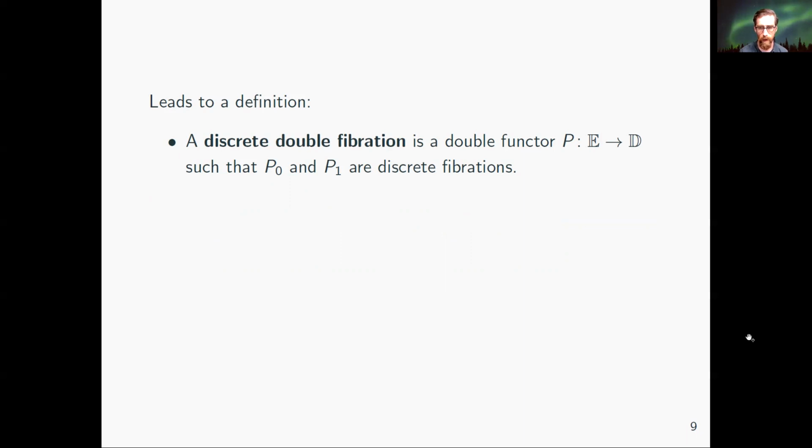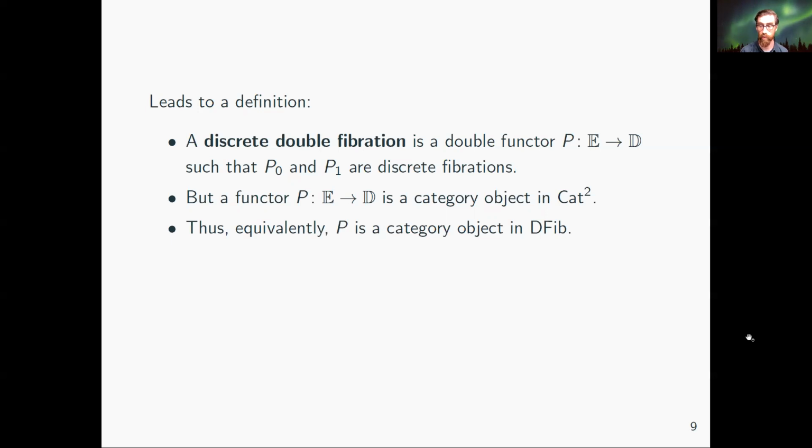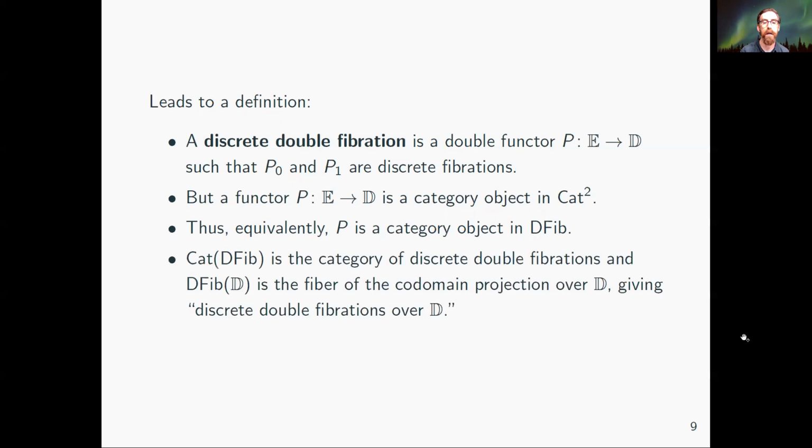But now noting that a double functor can be viewed as a category object in the arrow category of categories, and also that we're really working in a subcategory of discrete fibrations, a discrete double fibration is equivalently a category object in the category of discrete fibrations. And this is a philosophically appropriate definition and the one that I particularly like.